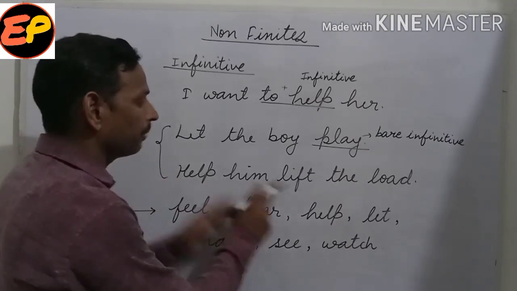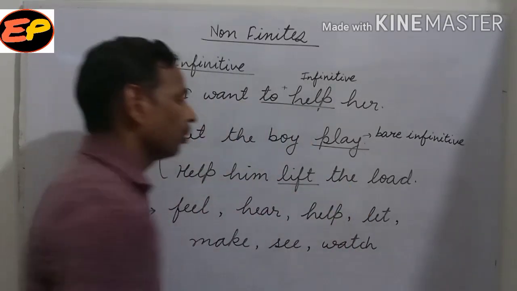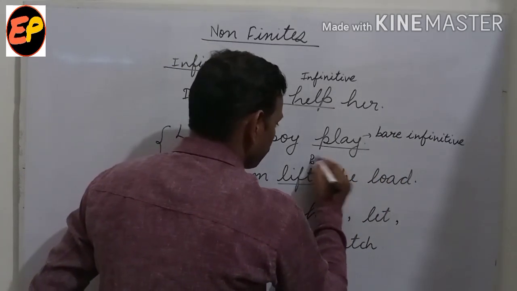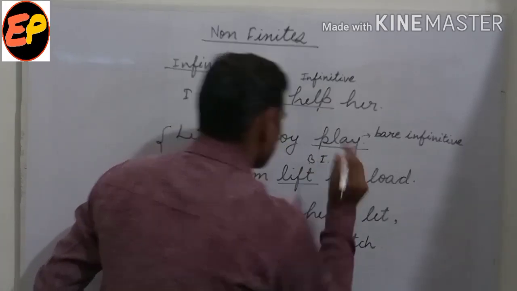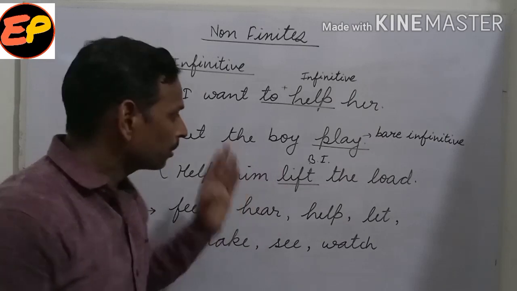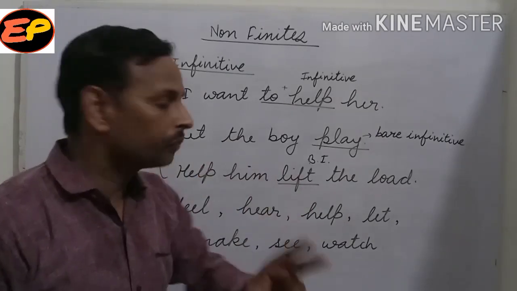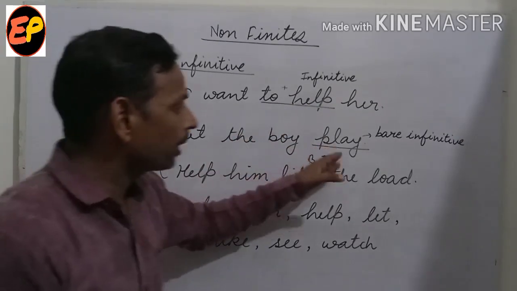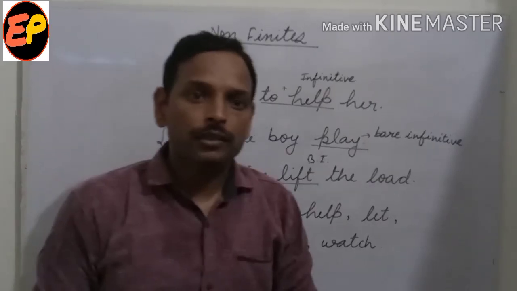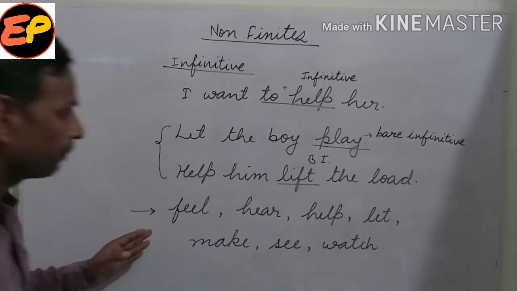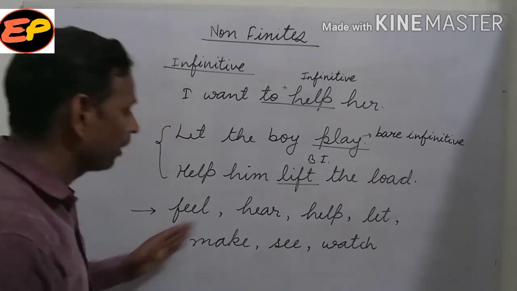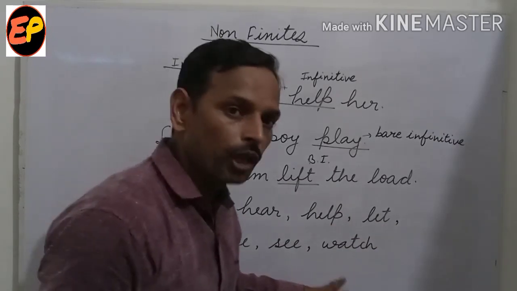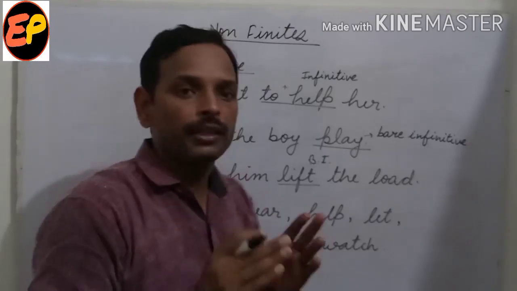The second one is help him lift the load. Lift is a non-finite verb, an infinitive in the same category, a bare infinitive. So infinitives are used in two ways: one with to plus first form of verb, and second with only the first form of verb. When do we use bare infinitives? We use bare infinitives when feel, hear, help, let, make, see, watch is used as the finite verb in the sentence.